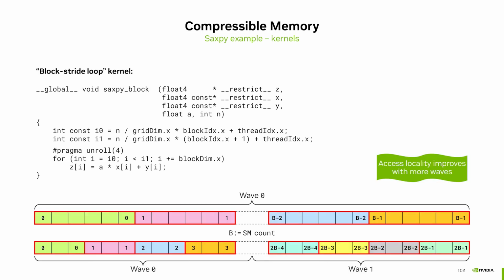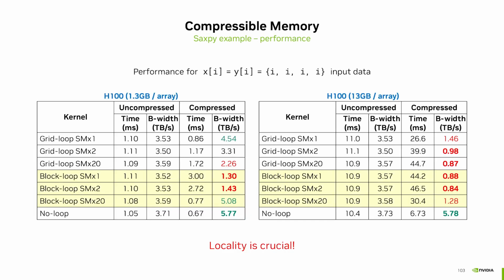Another one is the so-called block stride loop, in which case we first break our domain into a number of thread blocks, and then we iterate contiguously within a thread block, which means that if the number of thread blocks grows, the locality gets improved. So now let's take a look at the performance results. The left table shows results for a smaller array, 1.3 gigabytes. The right table shows results for 13 gigabytes.